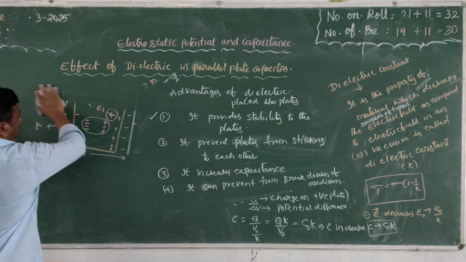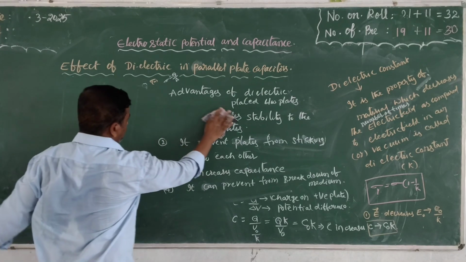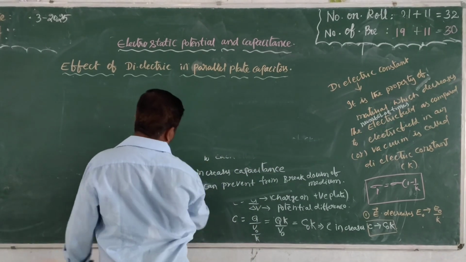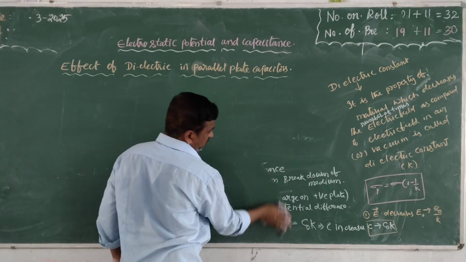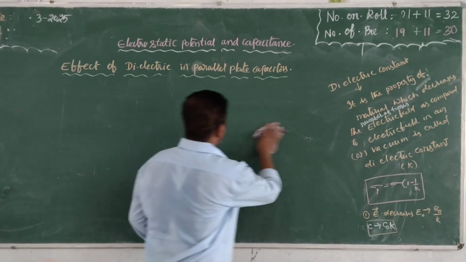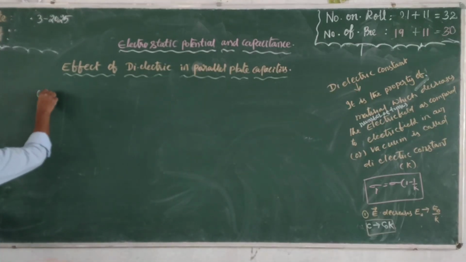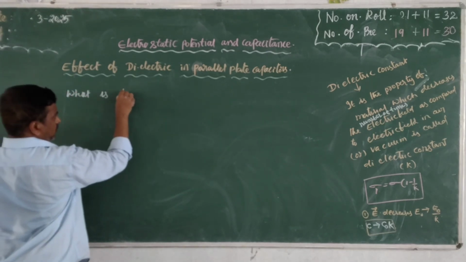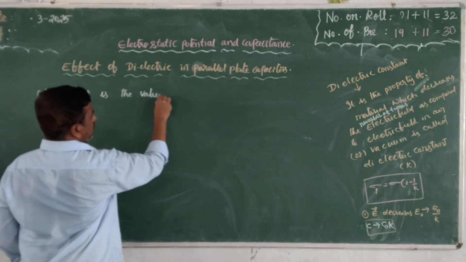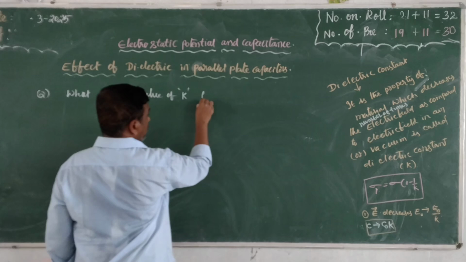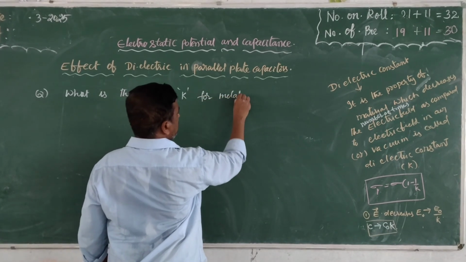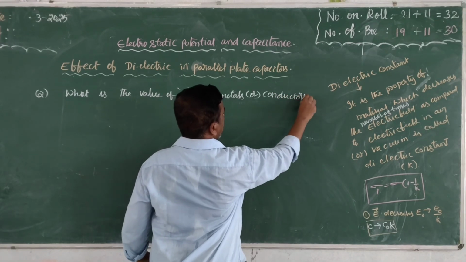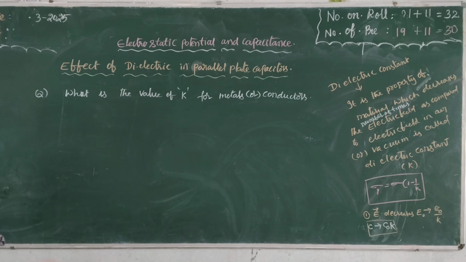So that is the effect of dielectric. Now we discuss what is the value of the dielectric constant K for metals or conductors. See here, what is the value of K? K means dielectric constant.